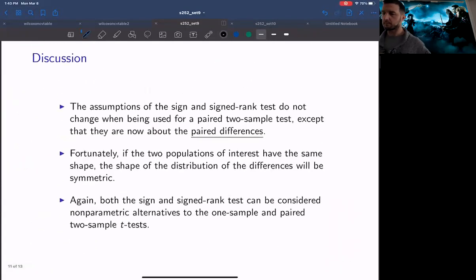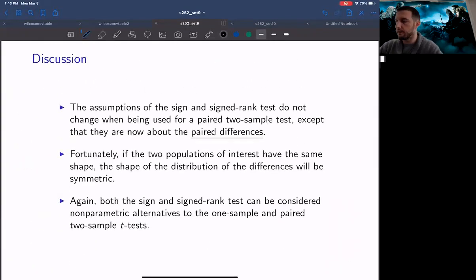All right, so that brings us to the end of the discussion on the signed rank test. So again, the sign test and the signed rank test can both be used in the same place. The advantage of the signed rank test is that it doesn't throw away information like the sign test does. So the sign test only uses the sign of the value with respect to the hypothesized median. The signed rank test uses the sign and the rank of the value. Okay, so it uses extra information that you get from the same data without adding strict distributional assumptions to the data or to the process.